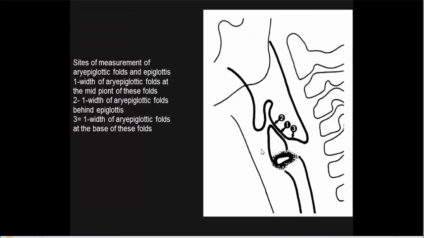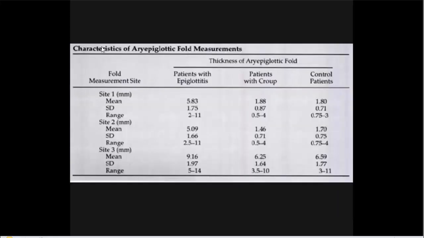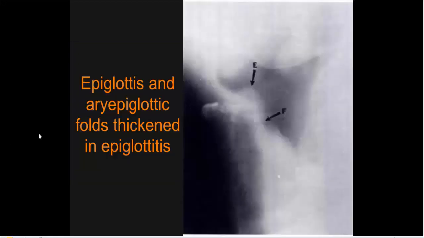We measure the width of the aryepiglottic fold behind the epiglottis. As we see, this is the width of the aryepiglottic fold behind the epiglottis. This is the characteristic aryepiglottic fold measurement in a patient with epiglottitis, a patient with croup, and a control patient.